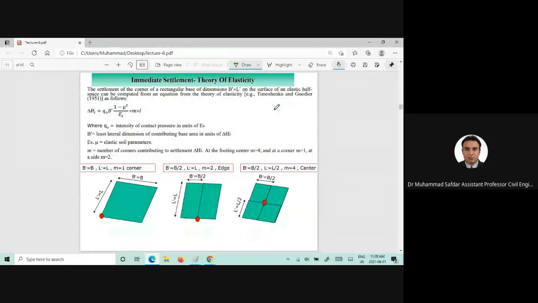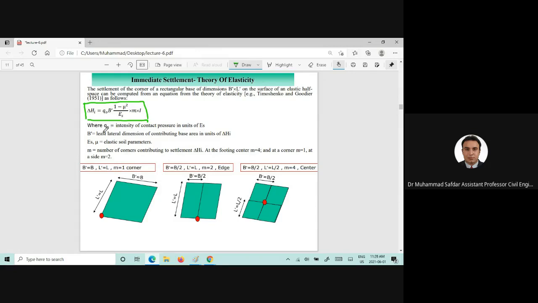Now in immediate settlement, first we will discuss the theory of elasticity. In the theory of elasticity, please kindly note down this important equation, where delta Hi is equal to Q naught B prime (1 minus mu square) divided by Es into M into I. I will explain those parameters one by one.